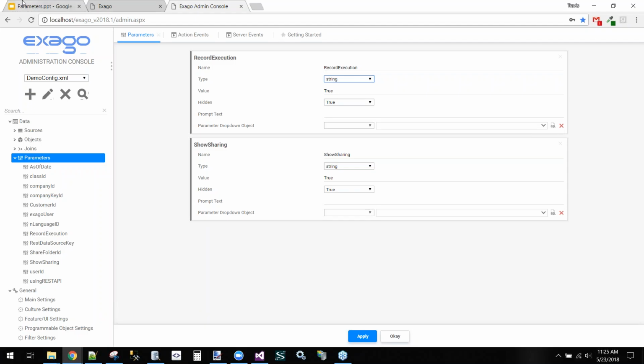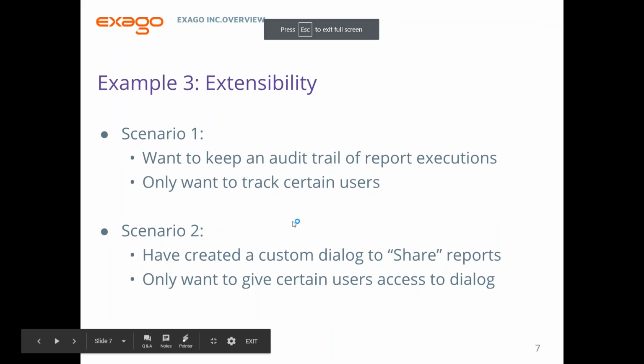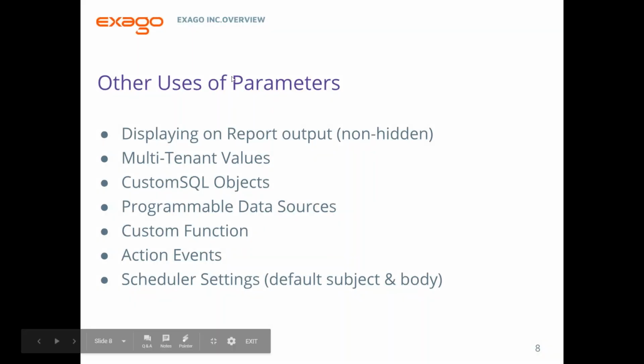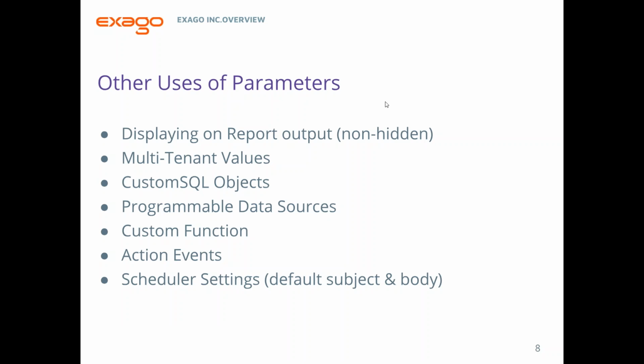So jumping back to our presentation here, that's going to cover our extensibility scenarios. There are a lot of other uses of parameters, and for the sake of time today, we're not going to dive into each and every one, but I will list out a couple so that you can see them. So we did mention displaying parameters on a report on the output. Parameters can also be used for multi-tenant values. We've actually covered multi-tenanting in a previous lab, so if you want to go back and watch that lab, you'll see the use of parameters throughout multi-tenanting.